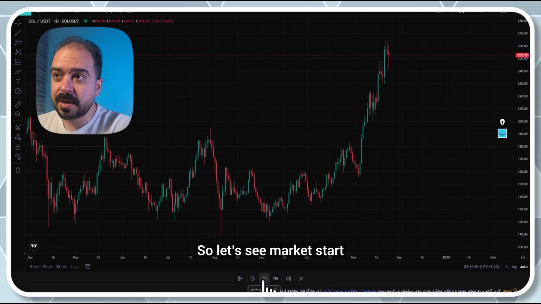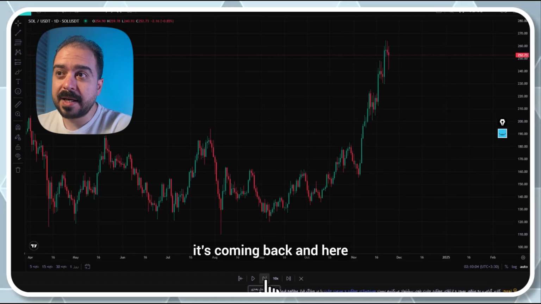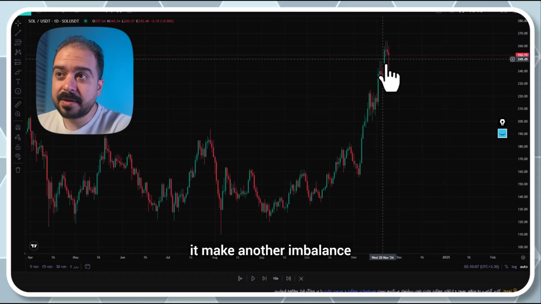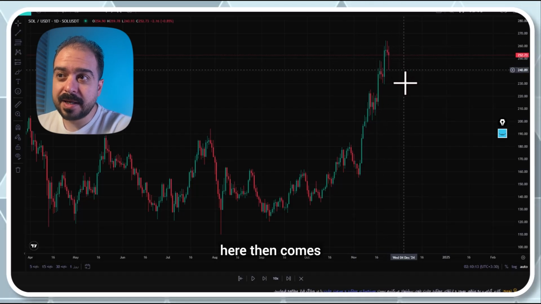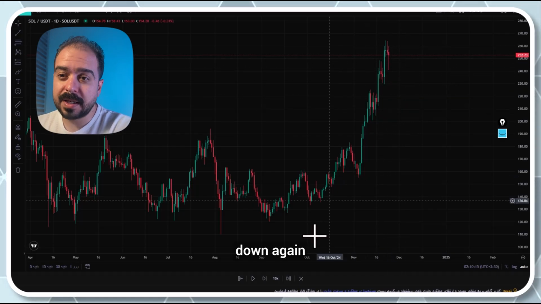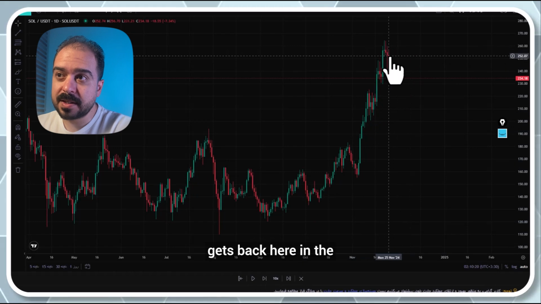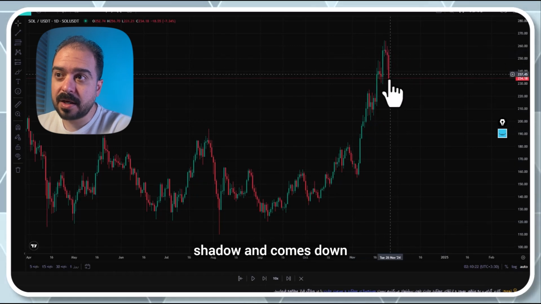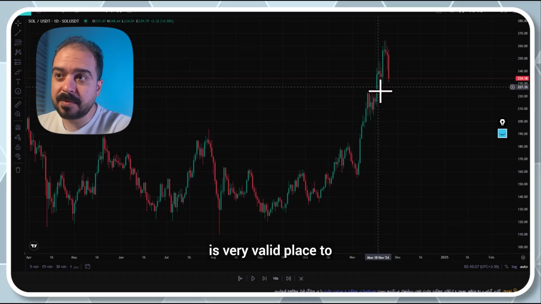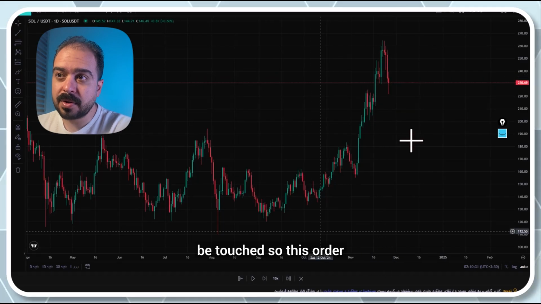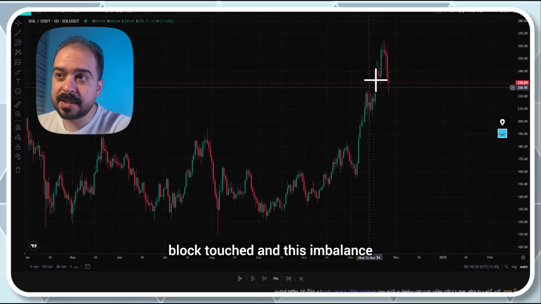So let's see. Market starts, it's coming back and here it makes another imbalance and gaps. It gets market to pull back here, then comes down again. As you can see, market gets back here in this shadow and comes down and closes below this candle, and this place is a very valid place to be touched. So this order block touched and this imbalance filled.